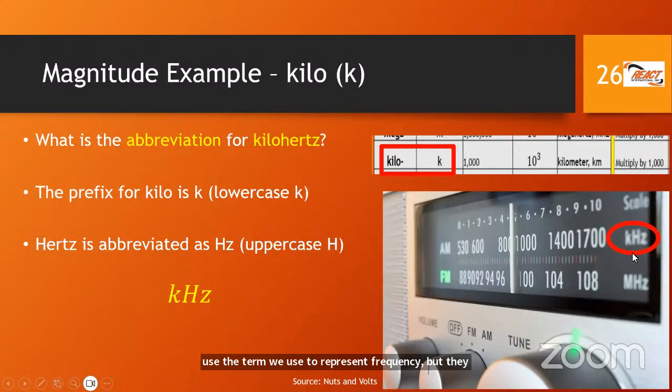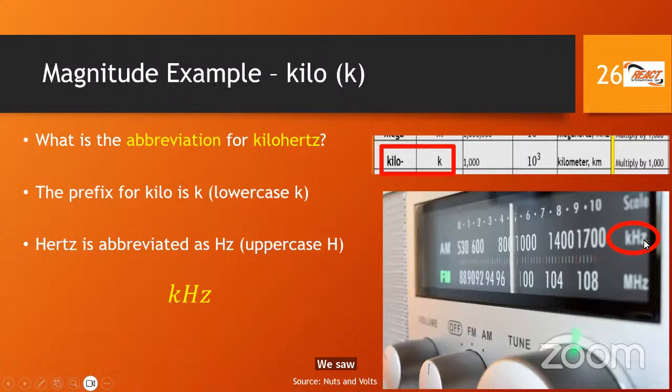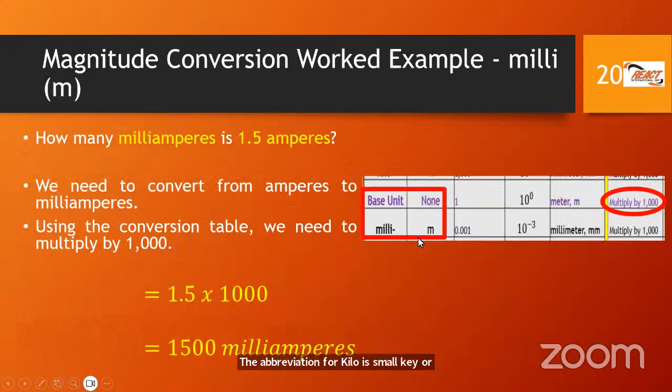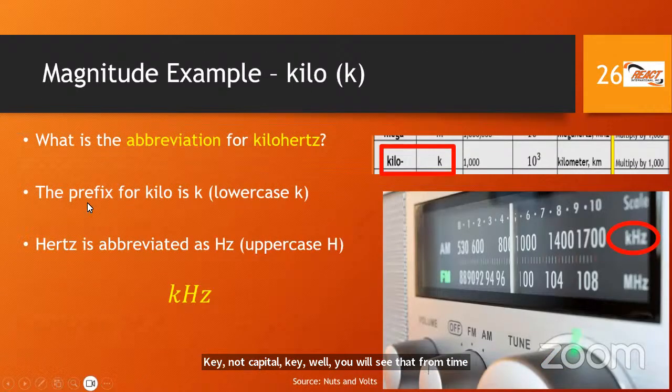And we showed it right here on your screen on our radio dial. This is a regular broadcast radio. We saw kilohertz abbreviated as kHz, but notice the case is important. The prefix that we showed in our trusty table, the abbreviation for kilo is small k or lowercase k, not capital K. Although you will see that from time to time, that's an error. That's not proper. We are learning the proper thing here, folks. So the prefix for kilo is k.